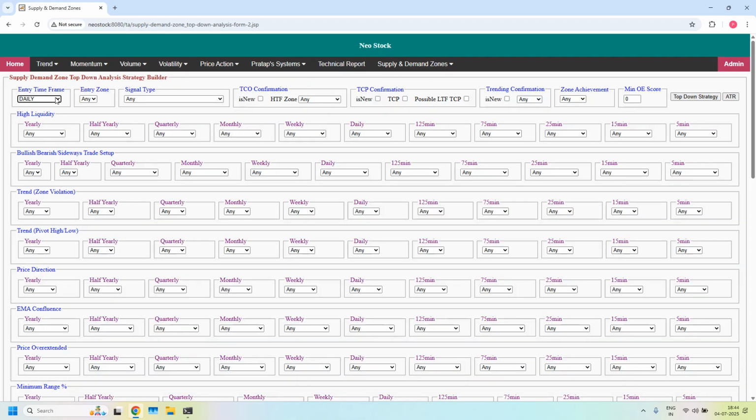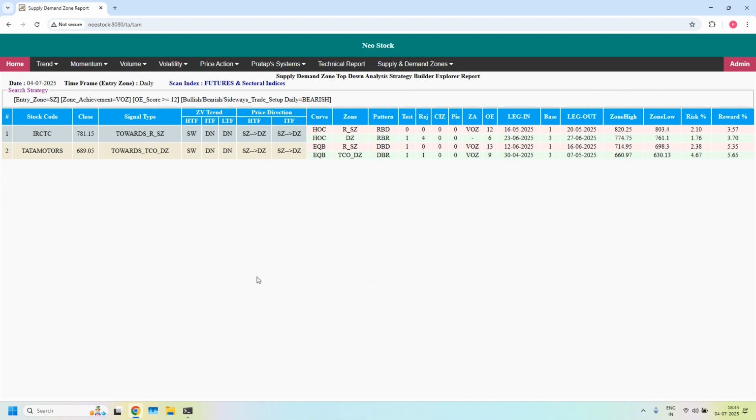Entry time frame is daily, entry zone is a supply zone, bullish or bearish or sideways. At daily time frame I am selecting bearish, zone achievement should be violated opposing zone, and minimum odd and enhanced score should always be 12 for bullish or bearish. So with these filters, we got two stocks. These two stocks are supporting bearish trade setup for monthly income trade. So two stocks are filtered.